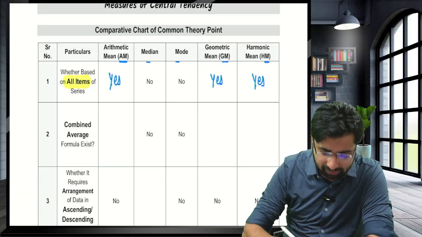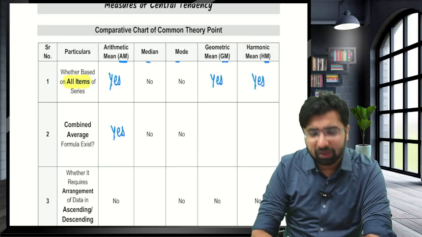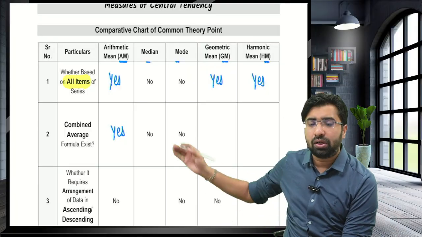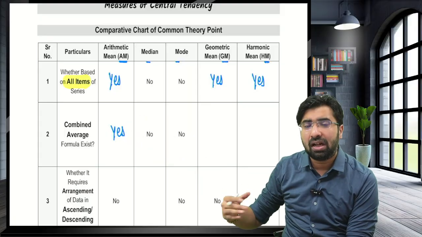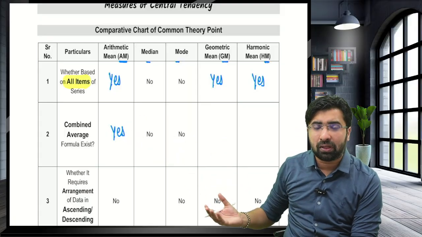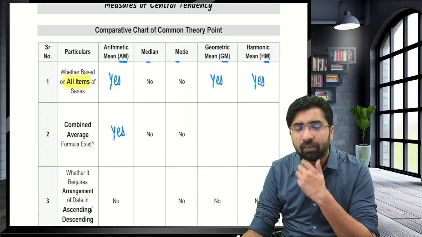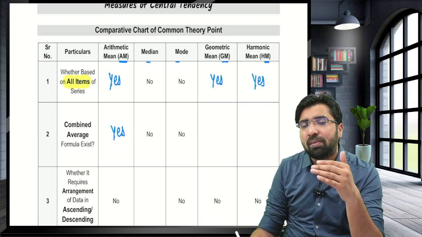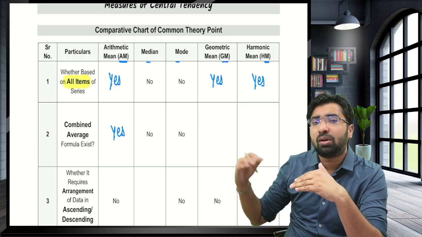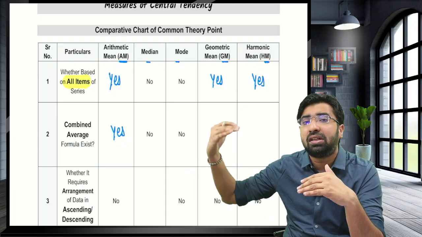Combined mean formula exists? Yes. There is no formula like a combined median or combined mode. So, guys, that's why we also say they don't have any further algebraic treatment or mathematical property. Guys, are you getting my point? Yes, sir. Now, I will not say mathematical property; I will say they are not subject to further mathematical treatment.